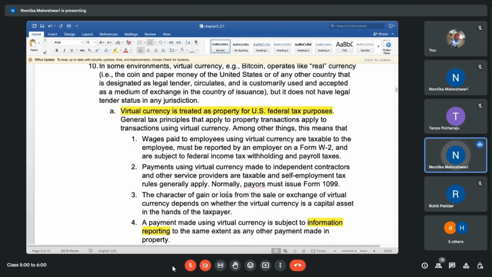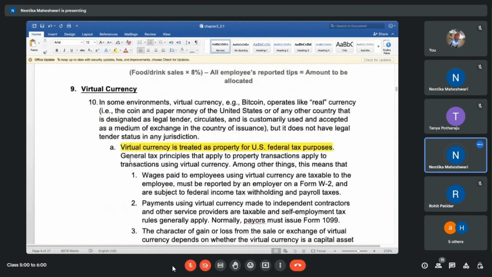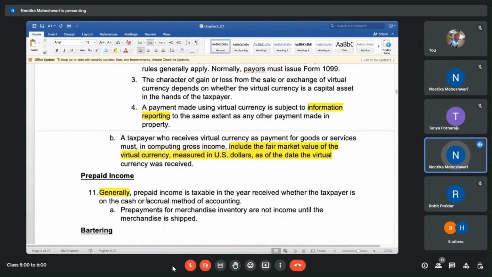Okay, so we'll just finish up until prepaid income. Where is number 10? Oh yeah, okay, this is 10. Prepaid income, generally prepaid income is taxable in the year received. I would say this is an exception to accrual basis also. Generally what they're saying is prepaid income is taxable in the year received, whether the taxpayer is on cash or accrual.